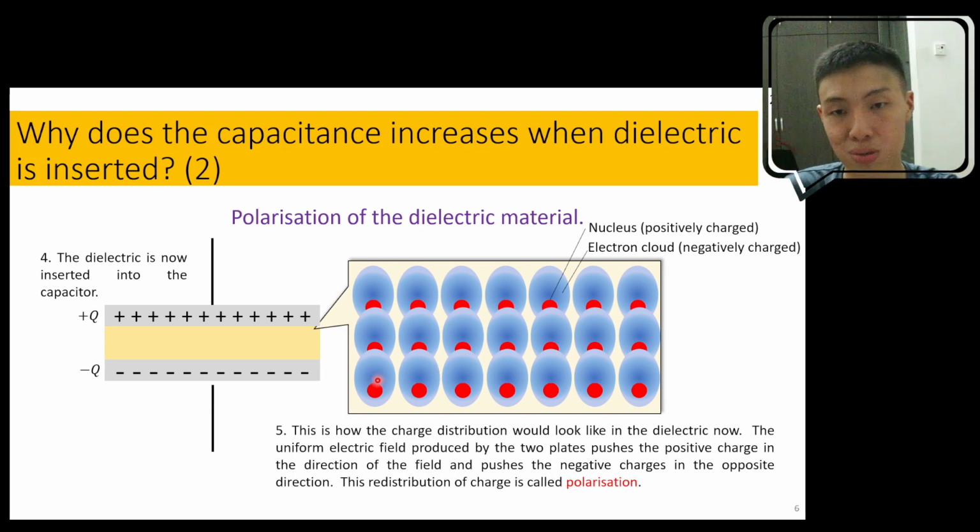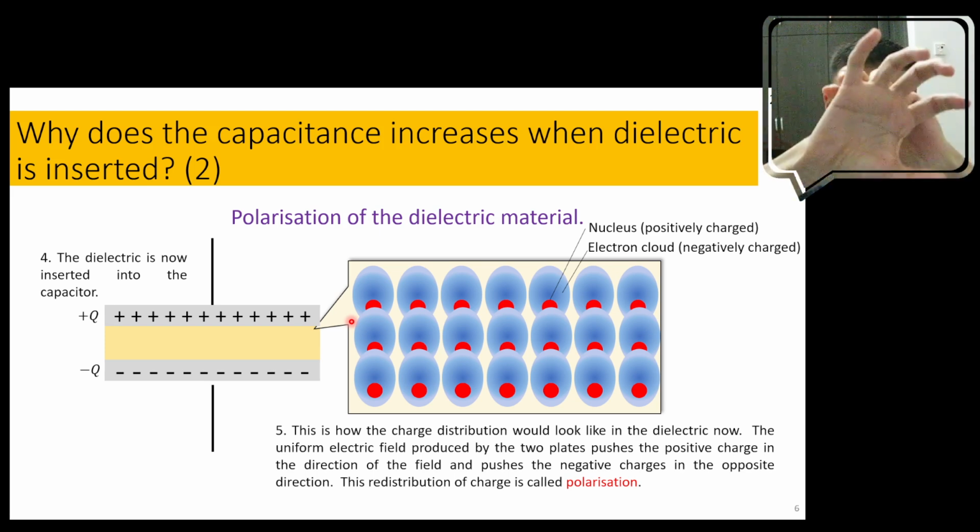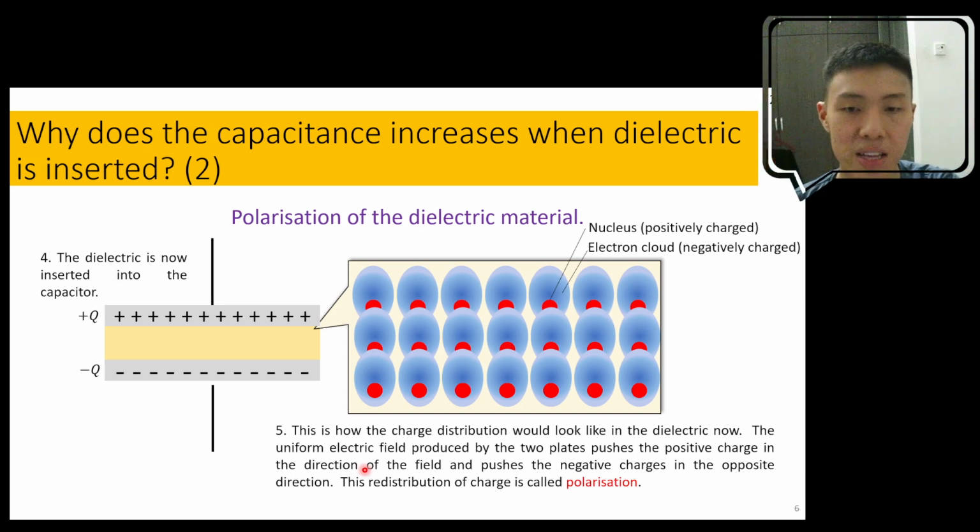You cannot detach the electron cloud from the nucleus. So this process of like charges shifting apart, even though they belong in one unit, this kind of redistribution of charge is called polarization. They become polarized. You can see one side is polar positive, one side is polar negative. In this case, this upper side here is polar negative, and this lower side here is polar positive.